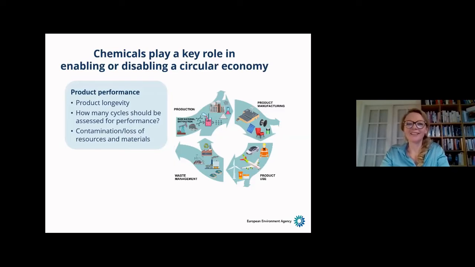But on the other hand, we know that chemicals really play a key role in either enabling or disabling a circular economy. Certain types of chemicals may increase the product longevity, also certain designs. We have this question of how many cycles, so how many times is it going around in a cycle? Going around once is one cycle, but if it's recycled several times, we have multiple cycles. And how strong is the material or the chemical, and can it actually last through these many cycles and the different processing temperatures, etc., and stresses?